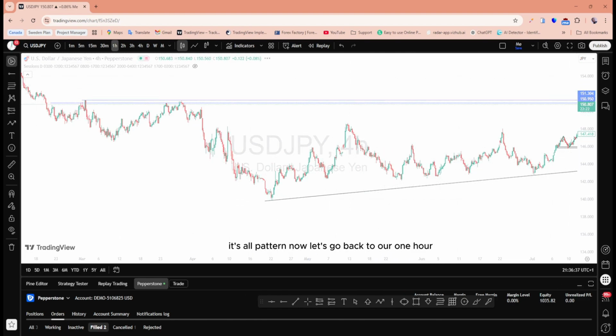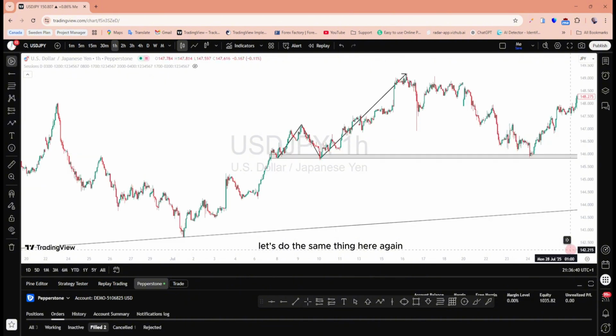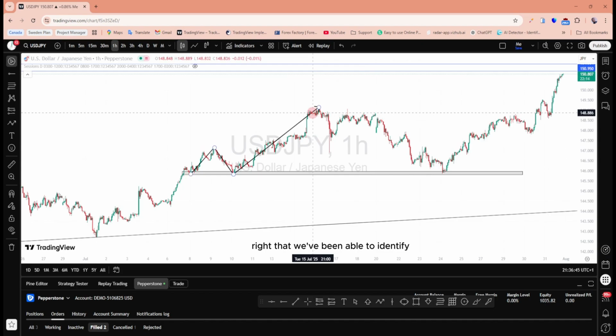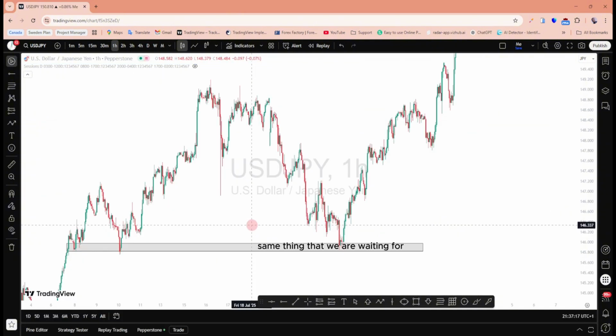Now let's go back to our 1 hour and do the same thing here again. What we are trying to look for now is where we are going to enter from, given that we've been able to identify that our trend is a buy. We've been able to identify a strong area where we believe that price is going to start selling from. That same thing we are waiting for is yet to happen. I'm showing you that a similar thing happened there, which is what we are also trying to take when it gets to that top. So now we've been able to identify this one. Now let's go to the next one.